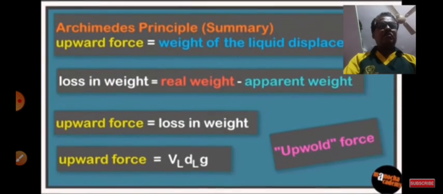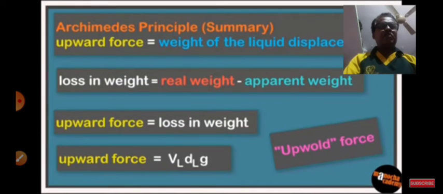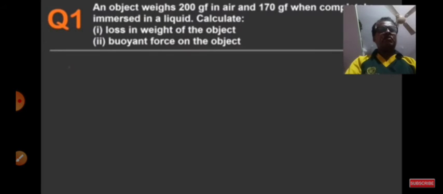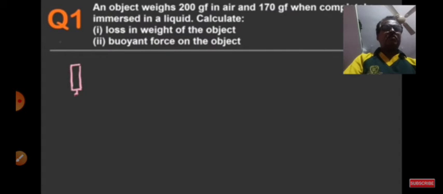As a revision, let me pull up the concept board for you from the video lesson. Here are the top 3 questions, and let's go over these one by one. Question 1. An object weighs 200 gram force in air and 170 gram force when completely immersed in a liquid. Calculate the loss in weight of the object and the buoyant force on the object. First, let's draw a diagram to visualize the question.